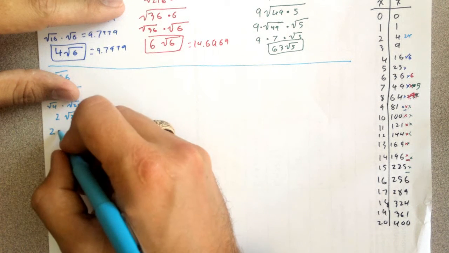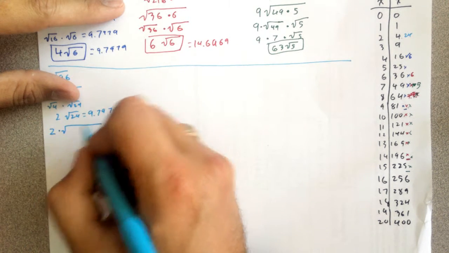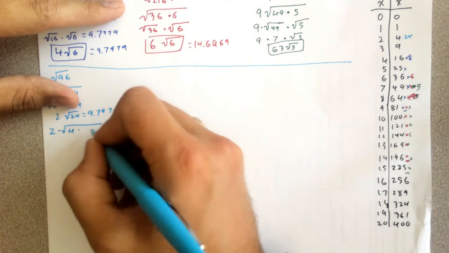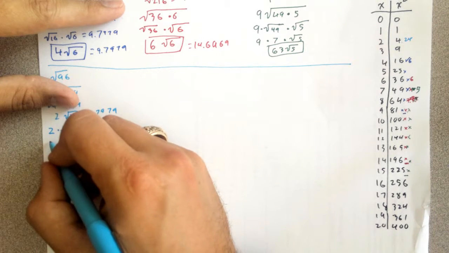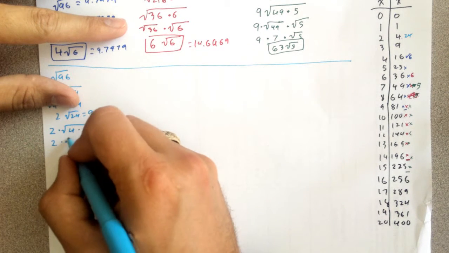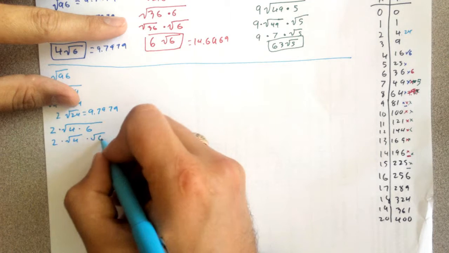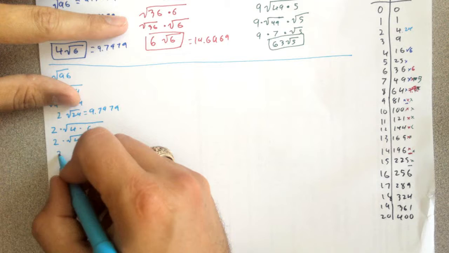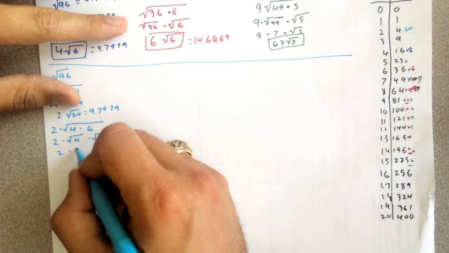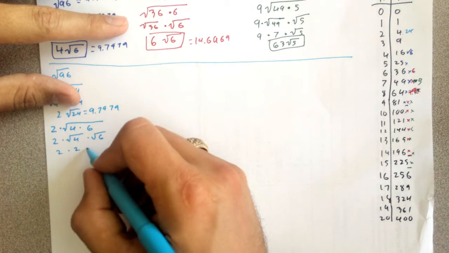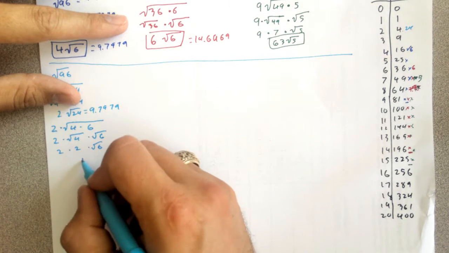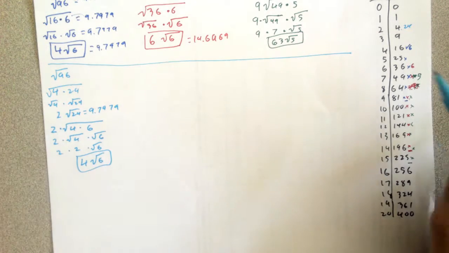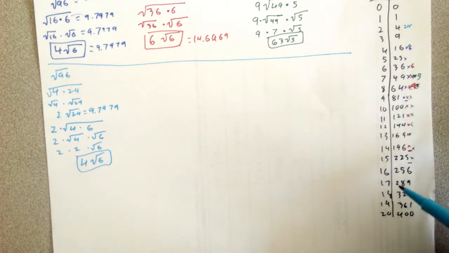So we have 2 times, and inside here we're going to say 4 goes into that. 4 times 6. Separate that. 2 times the square root of 4 times the square root of 6. And the square root of 4 is 2 times the square root of 6, and 2 times 2 is 4, so 4 square root of 6. That's my answer. So if you don't get the biggest one, it's okay.